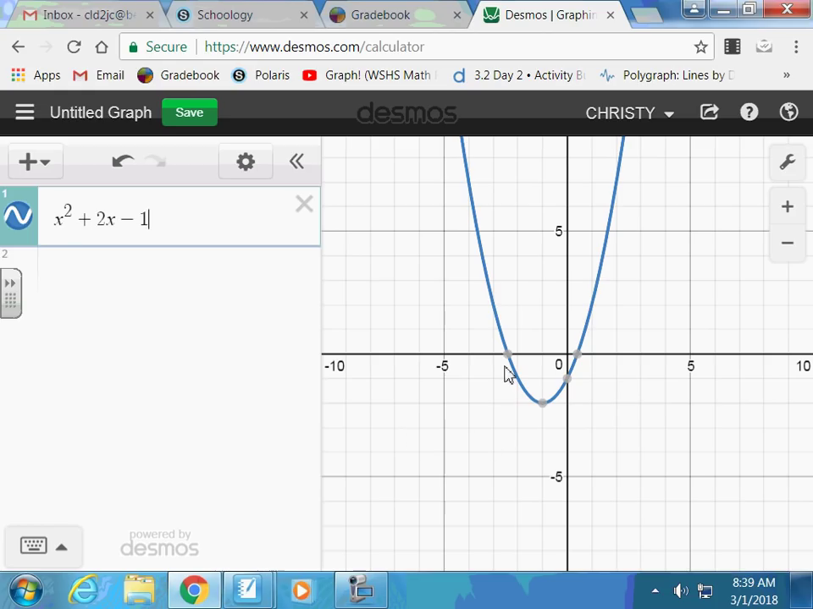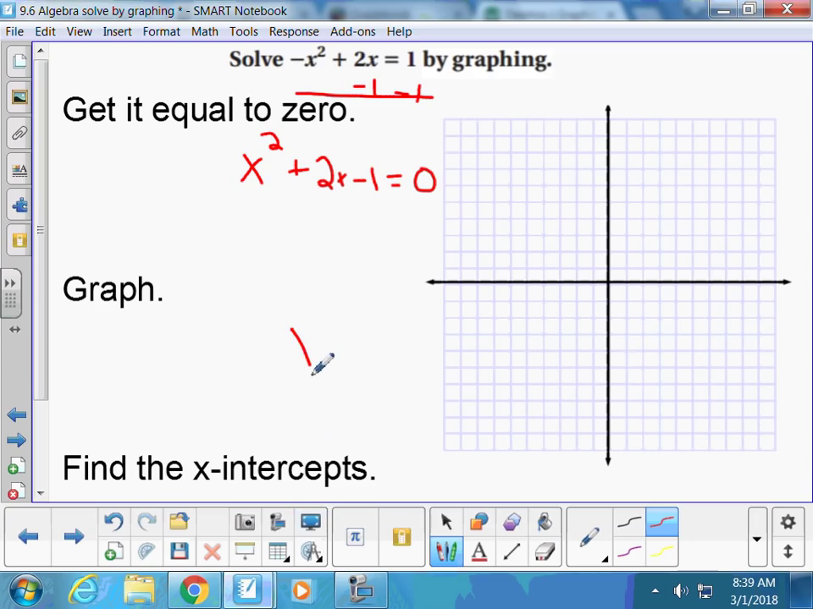So we'll hover with our mouse, and hovering with the mouse will show you those intercepts. Ooh, these are kind of tricky. I might want to jot these down so I can remember them. -2.41. I always like to round to the nearest hundredth. And 0.41. So we'll go ahead and write down those answers in our notes. x equals -2.41 and x equals 0.41.